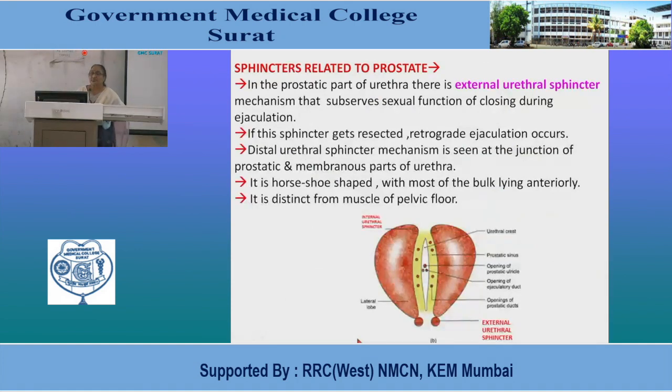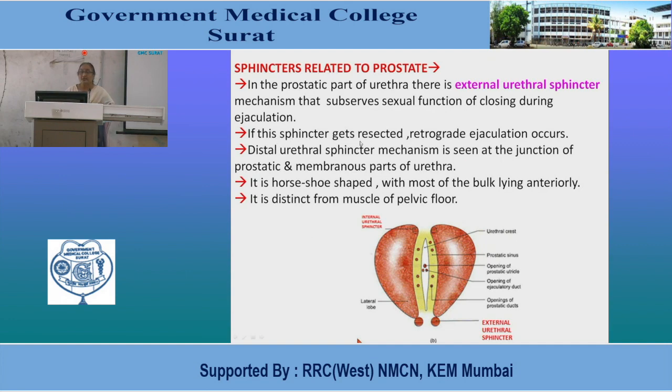Now, moving towards the sphincters related to the prostate gland. Here the figure shows the internal urethral sphincter and the external urethral sphincter. The prostatic part of the urethra traverses the substance of the prostate. There is also the external urethral sphincter mechanism, which subserves the sexual function of closing during ejaculation.